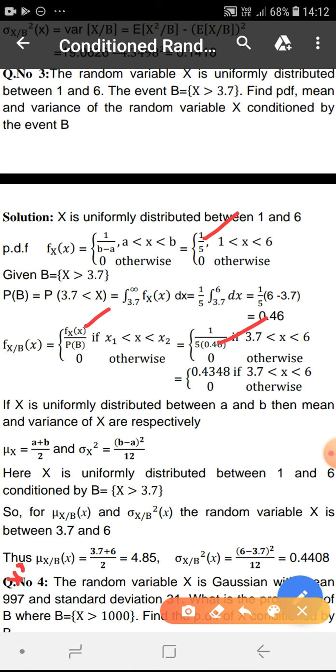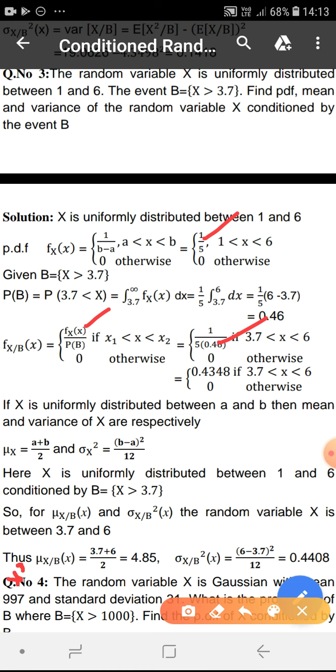Next is the mean. If x is uniformly distributed between a and b, then the mean and variance of x are, respectively, given by the formula for the uniform distribution. Mean is given by (a plus b) divided by 2 and variance is given by (b minus a) whole square divided by 12. This is when x is uniformly distributed between a and b.